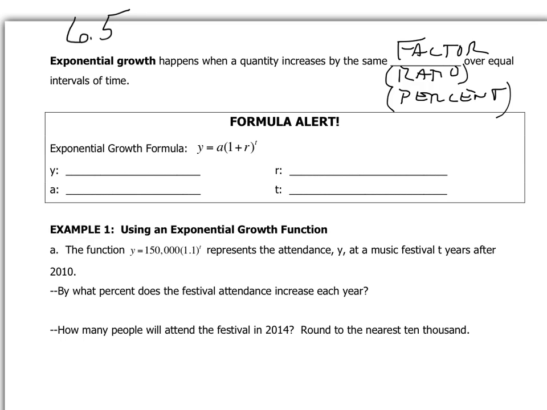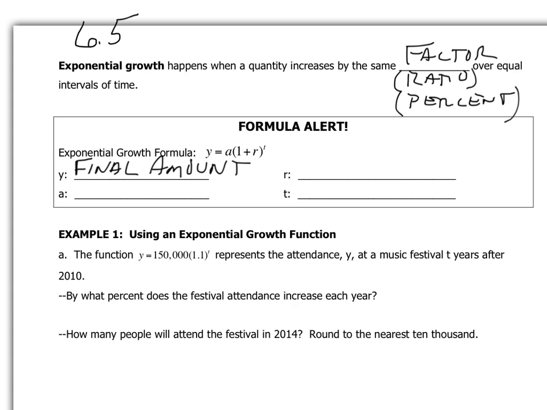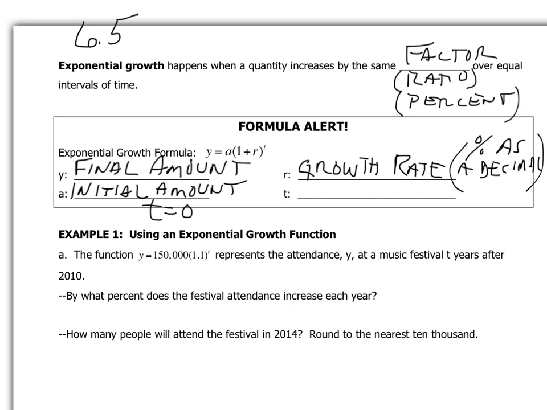So the exponential growth formula is y equals a times (1 plus r) raised to the t power. So what do those things all mean? Well, y is your final amount. A is your initial amount, or when t equals 0. R is your growth rate, which is the percent of our growth as a decimal. And t is time in years.